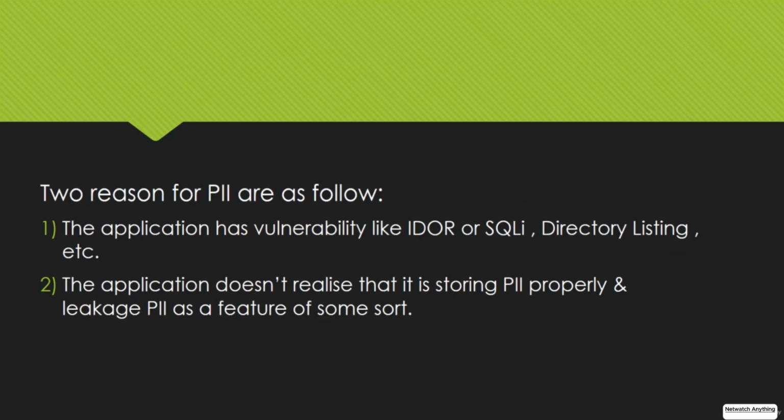There are two reasons for PII leakage. First, the application has a vulnerability like IDOR, which we have discussed earlier, that was insecure direct object reference, or SQL injection, directory listing, etc. Second, the application doesn't realize that it is storing PII improperly and leaks PII as a feature of some sort.